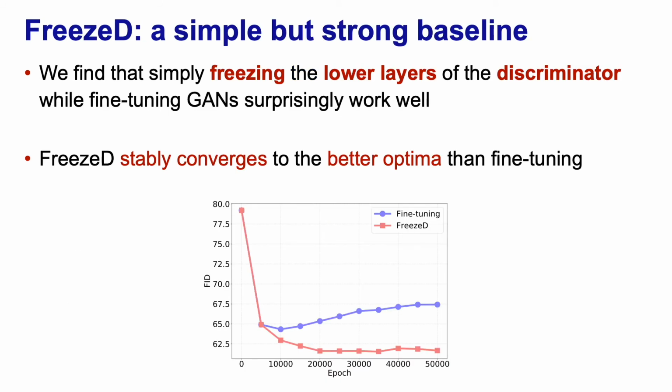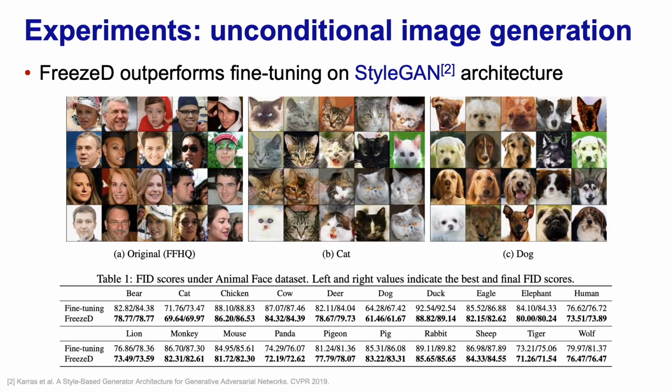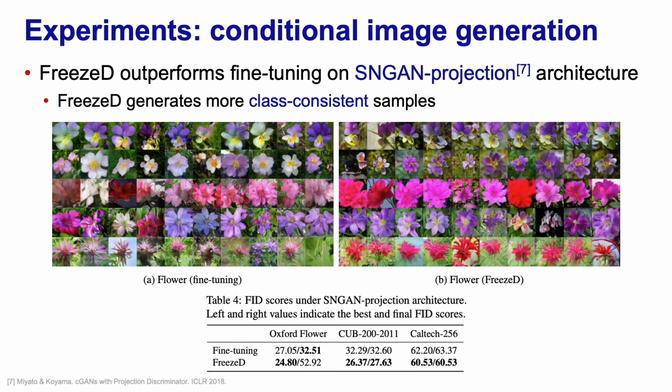We find that simply freezing the lower layers of the discriminator while fine-tuning GANs outperforms the prior method. In particular, FreezeD shows more stable and better result than the vanilla fine-tuning. FreezeD consistently outperforms fine-tuning under various datasets. Also, FreezeD generates more consistent samples.